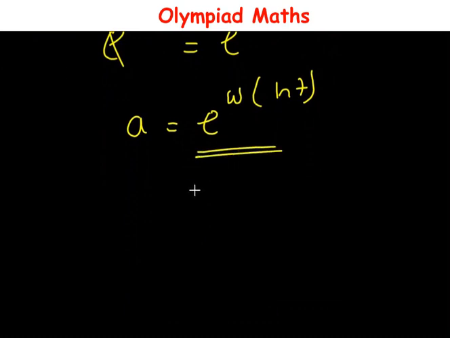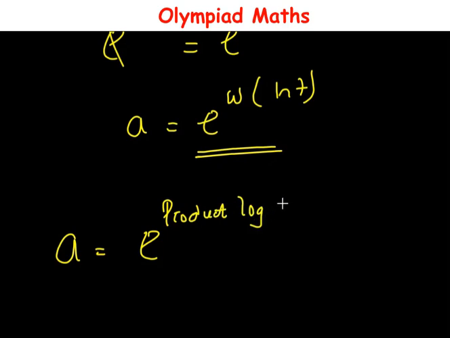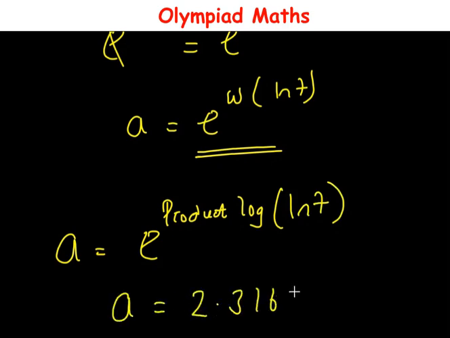But if you are wondering why the value of a is not in number form, to get the value in numerical form, simply press in your calculator, press e, now raised to power. You will not see W in your calculator. Instead, you will see product log. So type in e to the power of product log, then multiplied by ln 7. If you do so, what you will get as the value of a will equal 2.3165 in 4 decimal places.